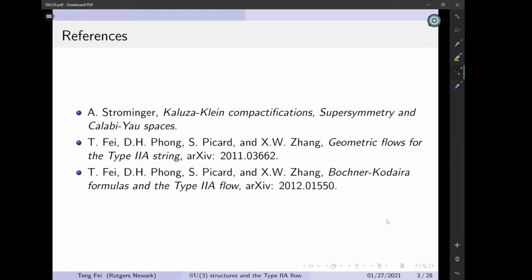So the main references for my talk are the following. The first one is by Strominger. This is an expository article on how we get this Calabi-Yau structure from compactification of superstrings. It's very beautifully written. I highly recommend it. And then the second and third references are our very recent work where we introduced the Type IIA flows. These appeared on arXiv at the end of last year.